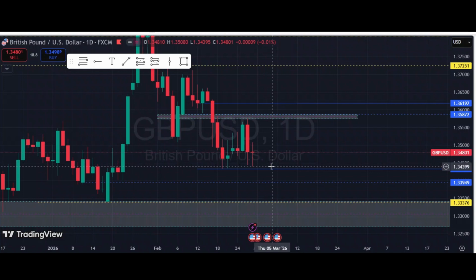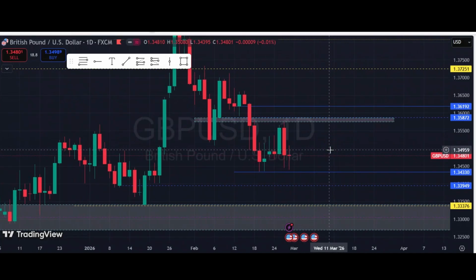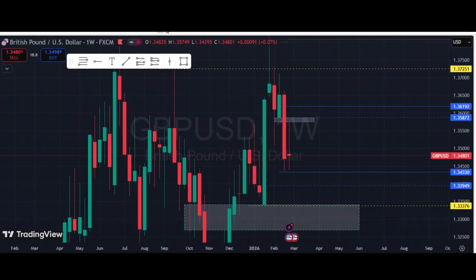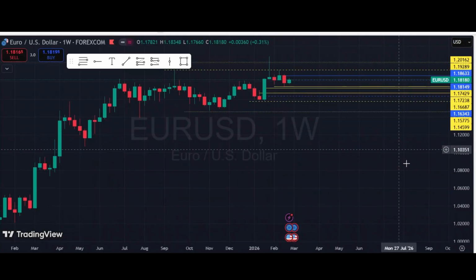34,300 levels and the territory 94, then before the 33.37 level. That's on the British pound USD for this week, or maybe as the week progresses, we keep our eyes on those levels. That's it for British pound USD. Then we move to our next pair, which is the Euro USD.